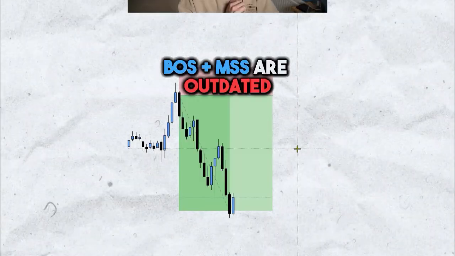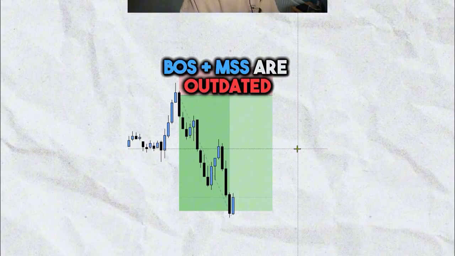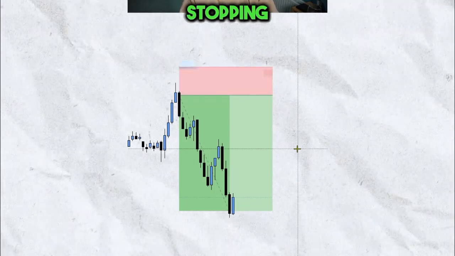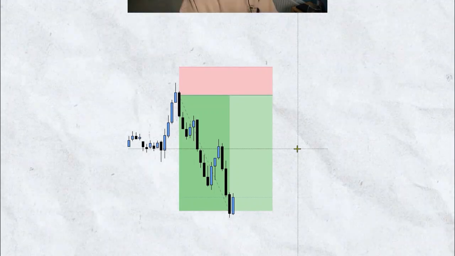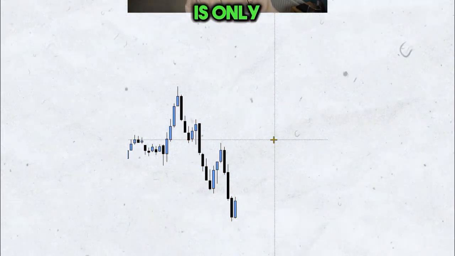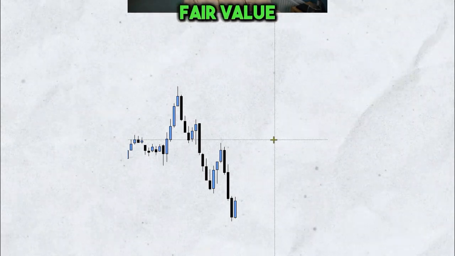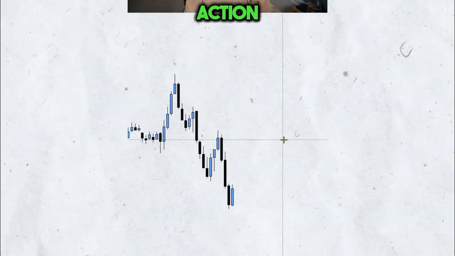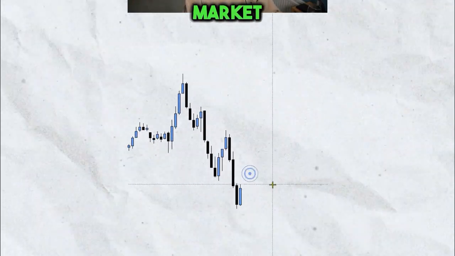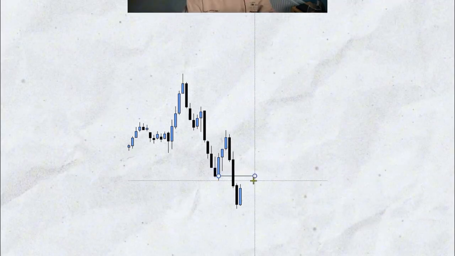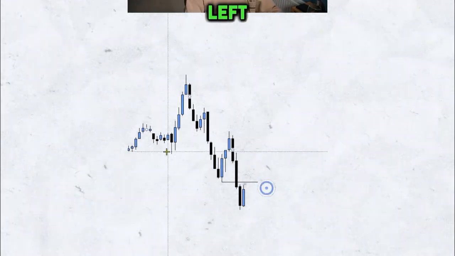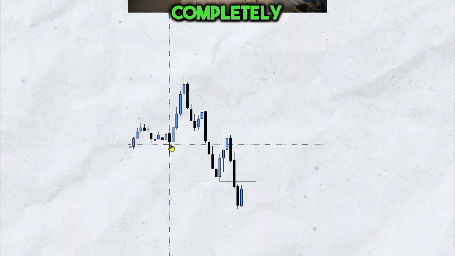Stop using market structure shifts or breaks of structure in the market. They are only stopping you from becoming a profitable trader. What you should be doing is only trading with liquidity and fair value gaps. If we are looking at this price action right here, as you can see in the market, we get this break of structure with a market structure shift up to our left right here, but this is all completely irrelevant.